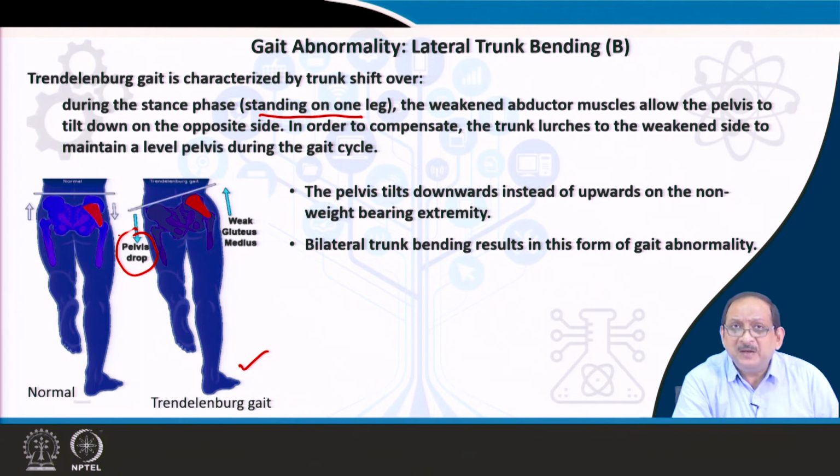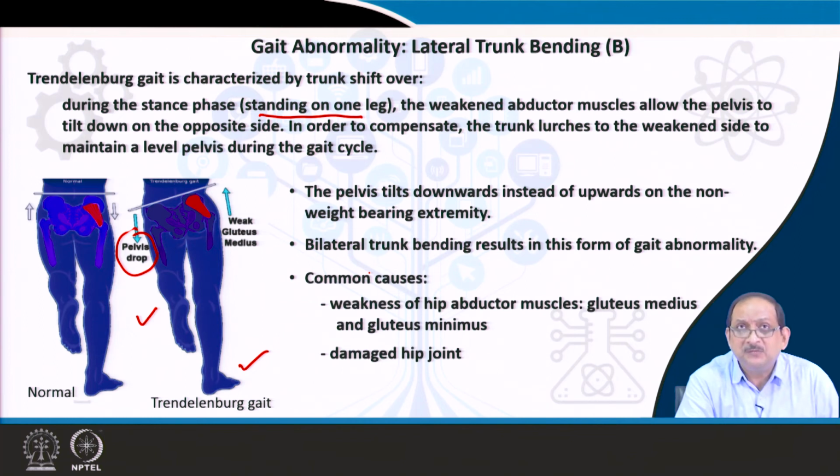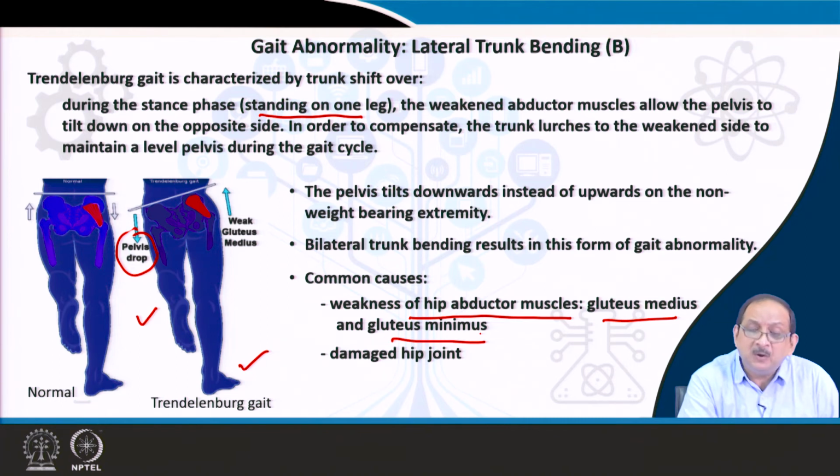So, the pelvis actually tilts downwards instead of upwards on the non-weight bearing extremity, which results in bilateral trunk bending. The common causes for this type of abnormality are weakness of the hip abductor muscles, the gluteus medius and gluteus minimus, and it may also be due to a damaged hip joint.